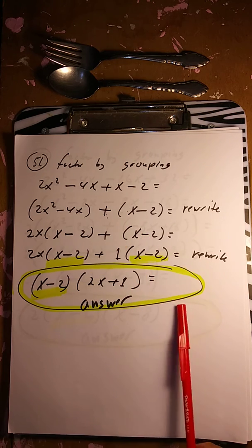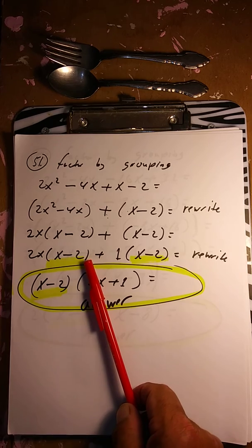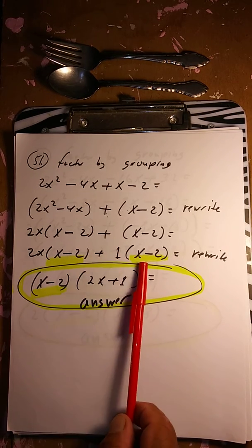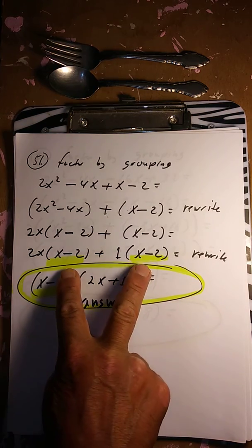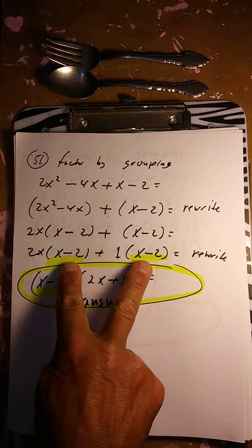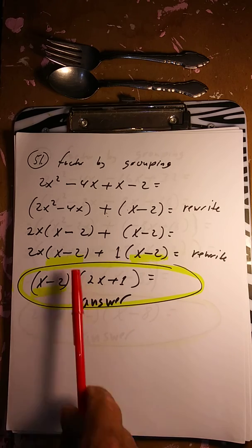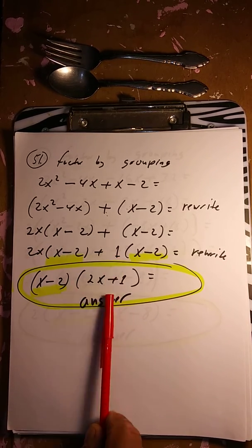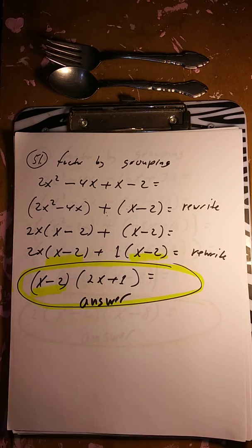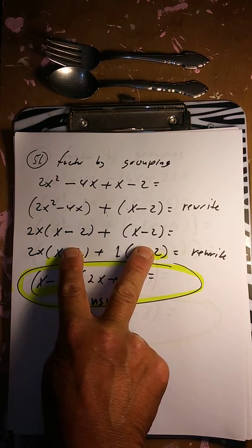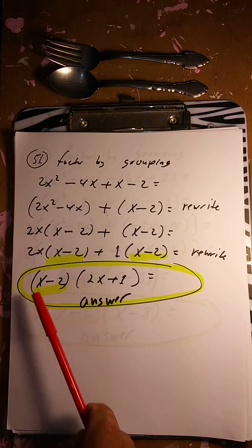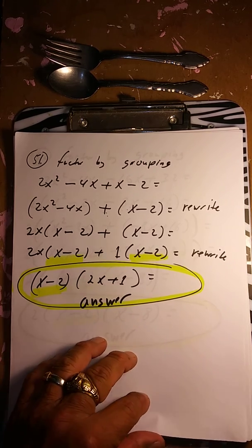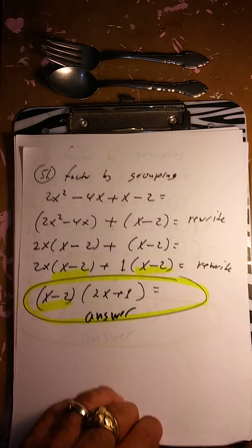Rewrite it. Now we have 2x, x minus 2, and we have positive 1, x minus 2. Now, x minus 2 and x minus 2 are the same. These two right here, so I'm going to take that out right here. So now we have x minus 2, and then what's left over? 2x and the 1. These two are gone. So what's left over is 2x plus 1. X minus 2, 2x plus 1 by grouping.